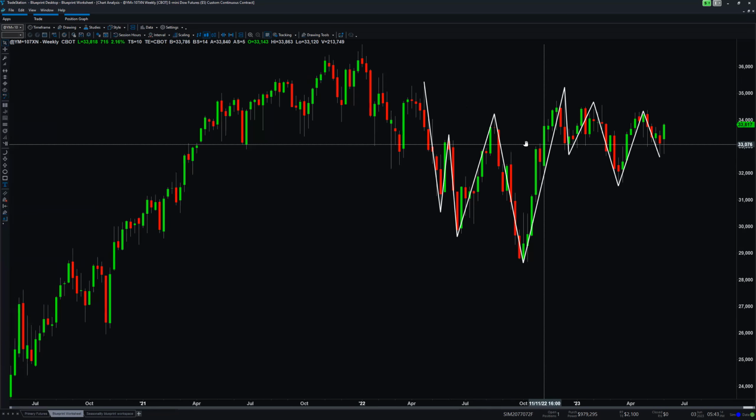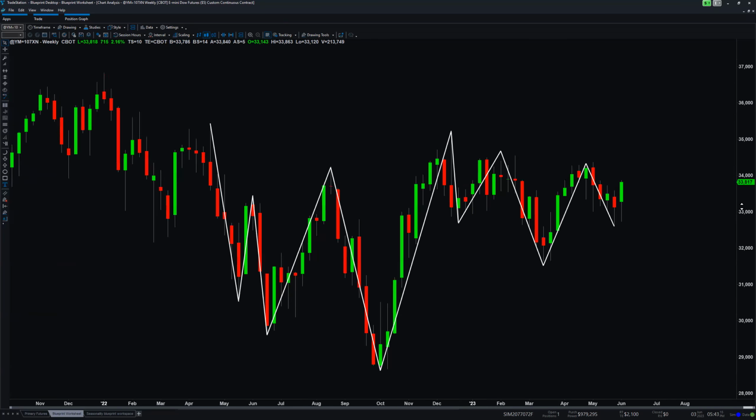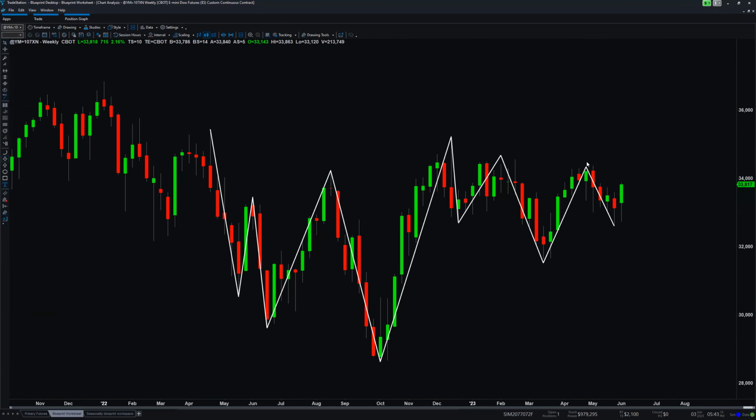Okay, so how many pivot points do we need? Roughly 6 to determine a trend. So we've got 1, 2, 3, 4, 5, 6. Let's do 8. My first conclusion here would be that it's a sideways trend, right? Already looking at this, I would say, well, this is going to be sideways.